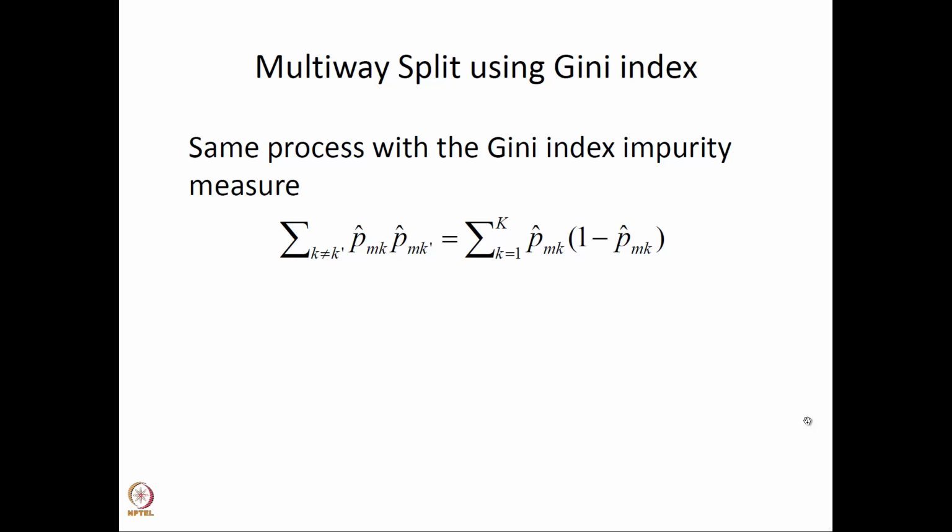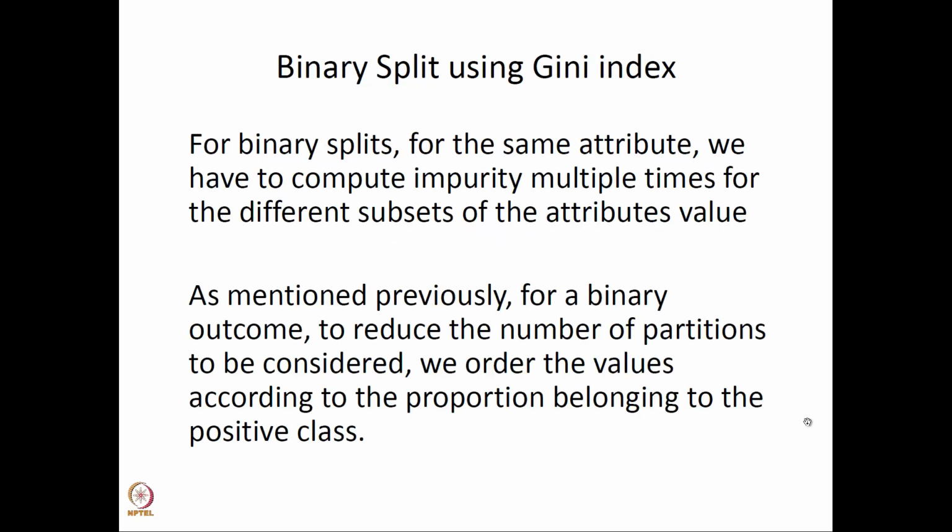Next we will look at decision trees using Multiway Split and the Gini index. Essentially the process is the same, except that we replace the cross entropy measure with the Gini index impurity measure. This will be left as an exercise. Now the other type of tree that can be built is a binary tree. For this exercise we will look at using the Gini index impurity measure.